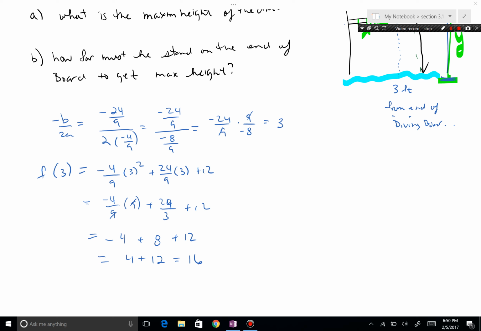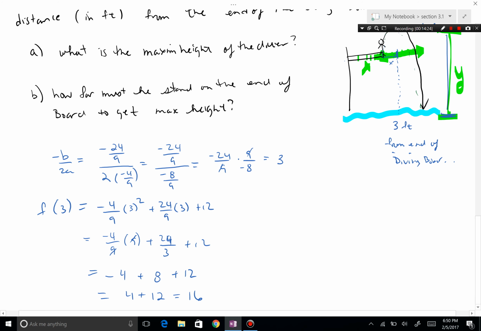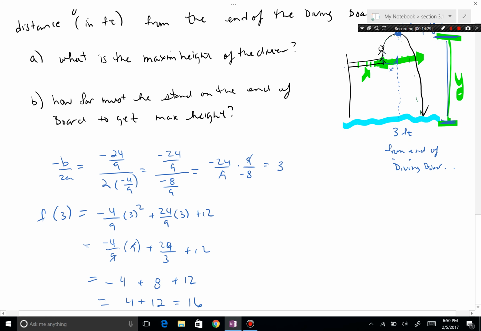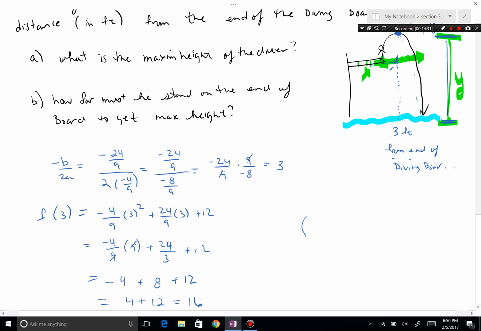Alright, so continuing on here. When we plugged in 3, we ended up getting out 16. Now, what does all this mean? I'm going to go back to my picture because it really helps us understand. The first time we plugged in negative b over 2a, we acquired the first piece of the vertex, which was 3. Then we plugged in f of 3, which gave us 16. So this tells us that the max height that he jumped when he hit that diving board and bounced up is 16 feet in the air.